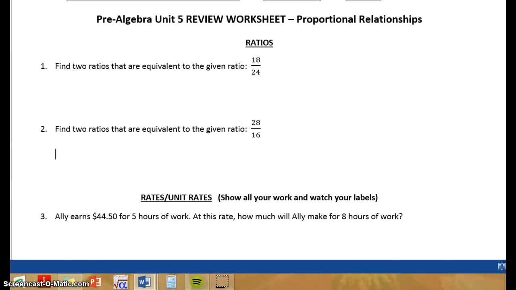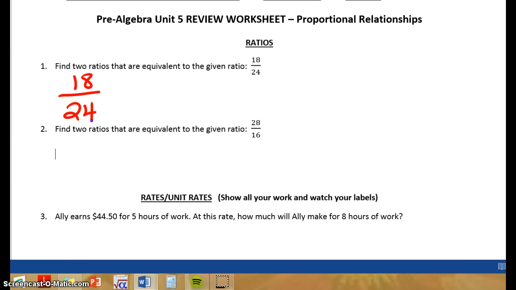So the first two questions are about ratios, and it asks to find two ratios that are equivalent to the given ratio. So number one, we have 18/24. So I'm going to start down here, right? 18/24, my original ratio. I'm going to find a ratio that's also equivalent to that.